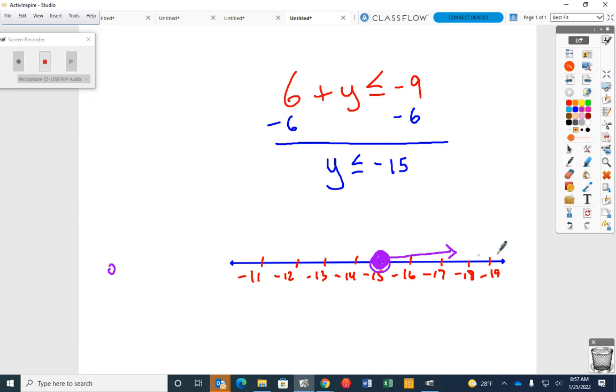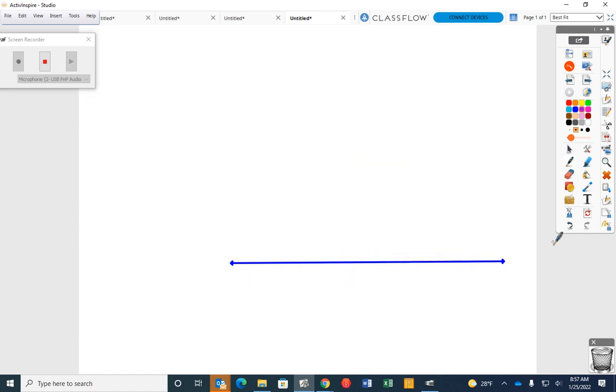Okay. Now, what's different if I gave you this problem? Let's say I had y plus 0.4 is less than or equal to negative 9.6. Okay, so I'm going to have my graph start.